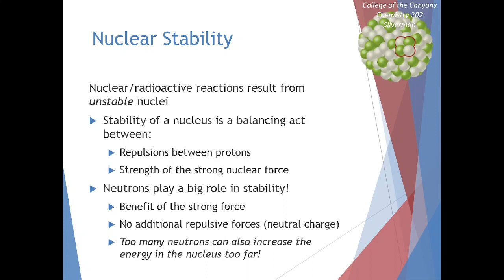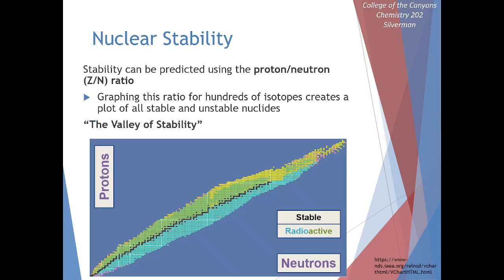Those neutrons will provide our strong nuclear force to overcome our repulsive electromagnetic forces. We can look at this graphically. This is a chart of nuclear stability. On the y-axis, we're going to plot the number of protons in our nucleus. On the x-axis, we're going to plot the number of neutrons. Each pixel on this graph represents a very specific nucleus, a certain number of protons and neutrons.